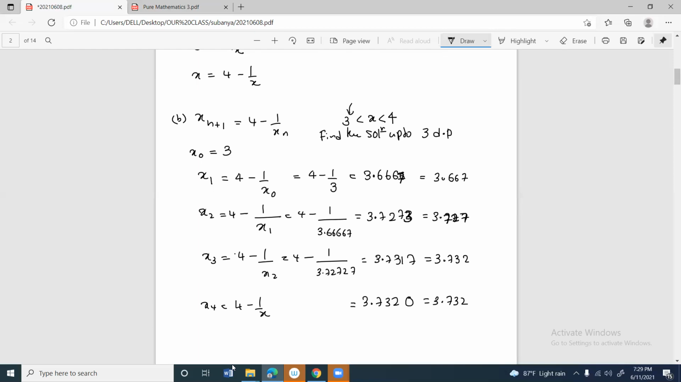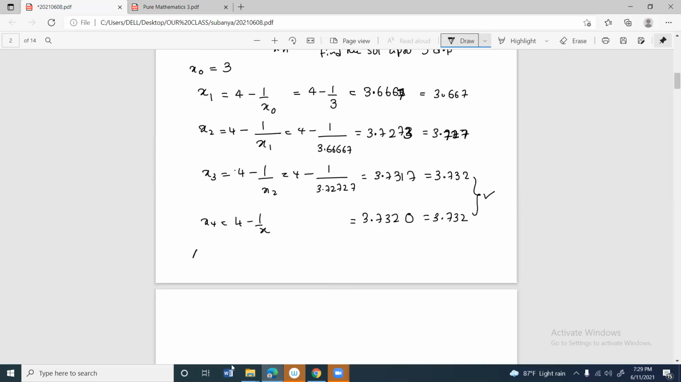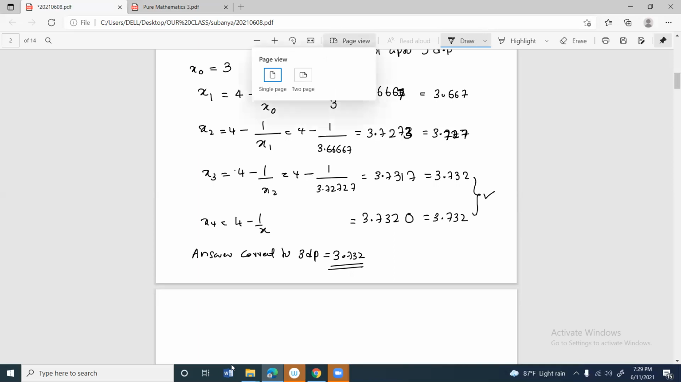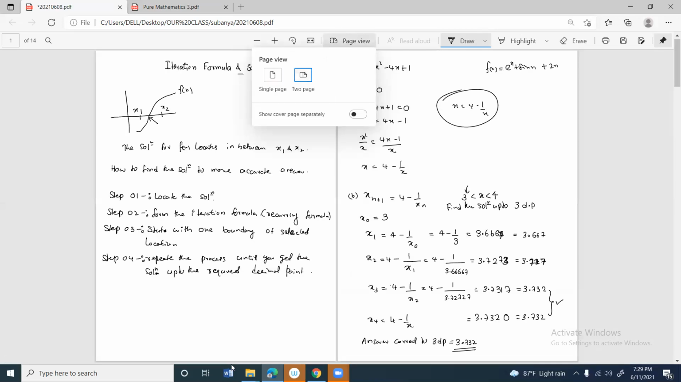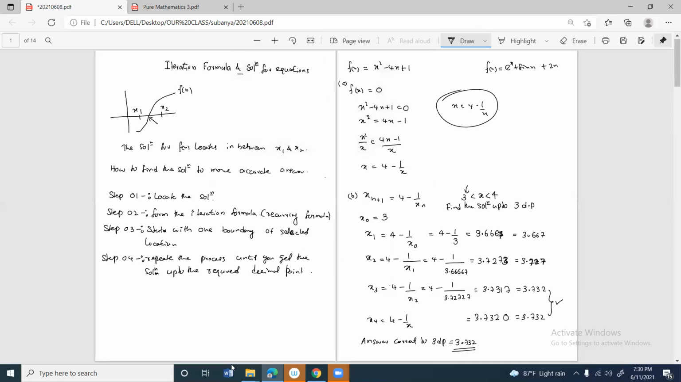So its answer is 3.732. Now, for 2 consecutive answers to be similar, you can see these 2 answers are similar. Therefore, you can write the root correct to 3 dp, 3 decimal points, as 3.732. That's the answer for that. That's a way of getting this answer, right? Okay. Yeah, this is a way of understanding the first part of it.